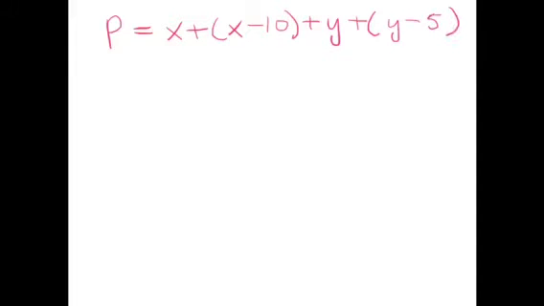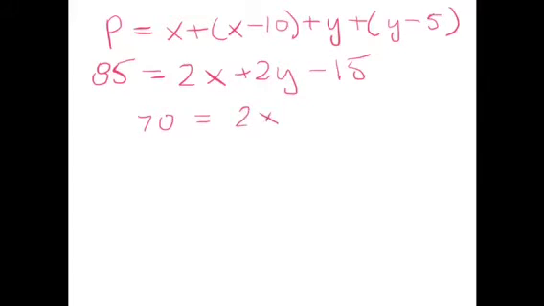The perimeter can be written as x plus x minus 10 plus y minus 5. Once we simplify the equation, we get 2x plus 2y minus 15. Since we have 85 meters of fencing available, we make this equation equal to 85. Once we simplify by moving the 15 over, we get 70 equals 2x plus 2y. We can then solve for y by dividing each side by 2, and then we get 35 minus x equals y.